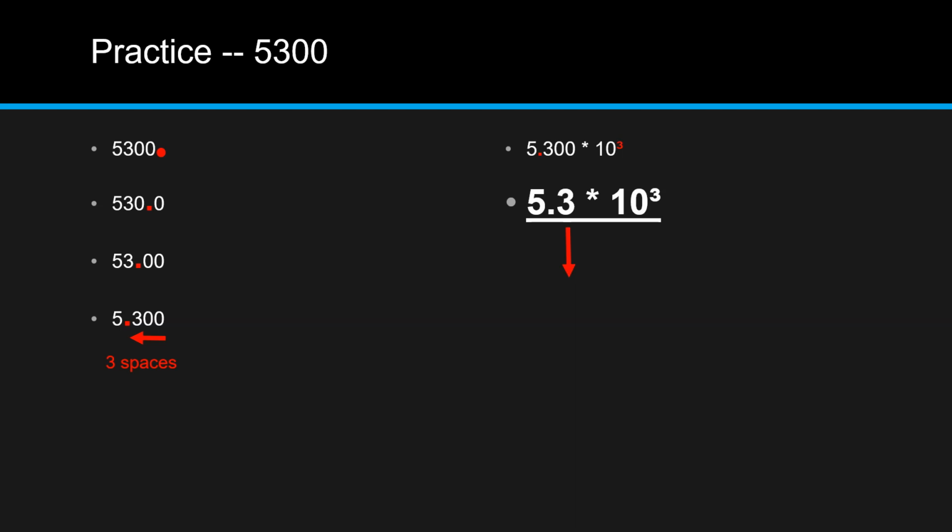So we know that 10 cubed is the same thing as 10 times 10 times 10. So 5.3 times 10 cubed can also be written as 5.3 times 10 times 10 times 10. And we know that 10 times 10 times 10 is 1,000. So we can easily rewrite it as 5.3 times 1,000. What is 5.3 times 1,000? It is 5,300. And that's what we originally started with. So we know that we did this correctly. 5,300 can be rewritten in scientific notation as 5.3 times 10 cubed, or 10 to the third power.